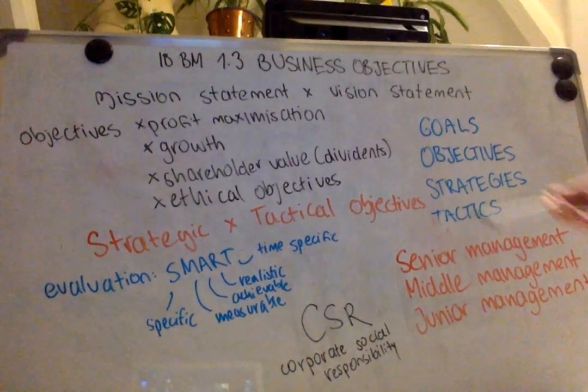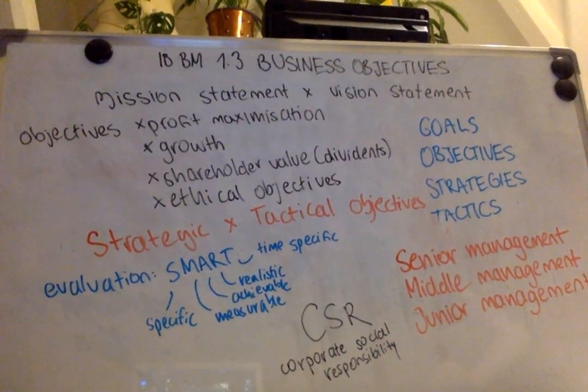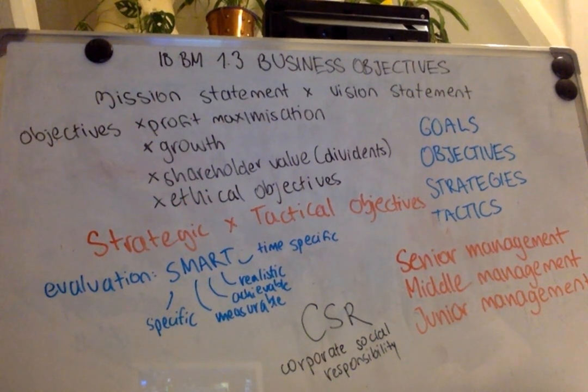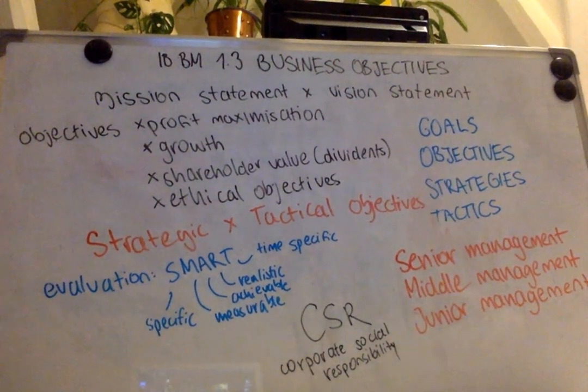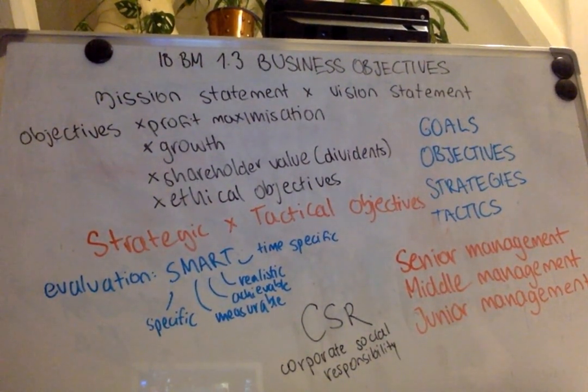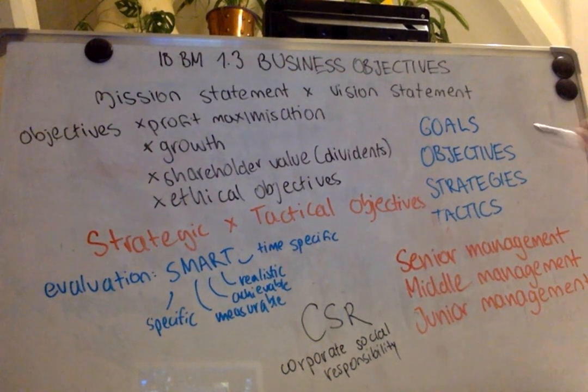Another objective could be shareholder value, so the value of dividends. That's the amount of money paid to a shareholder. A shareholder is someone that owns shares of a company. Certain ethical objectives or social objectives could also be objectives for some businesses.